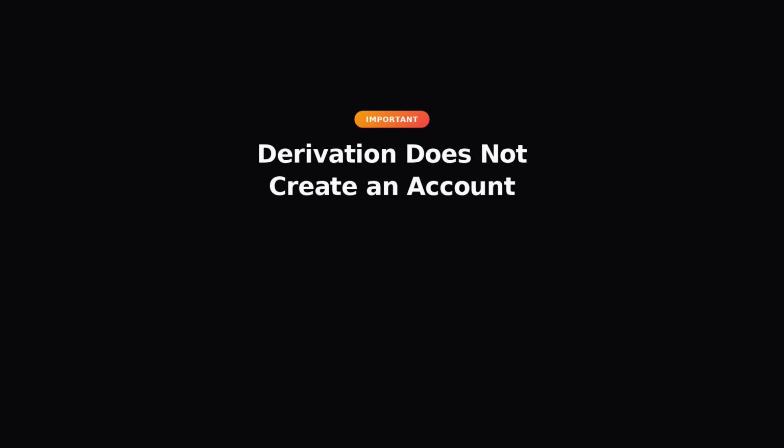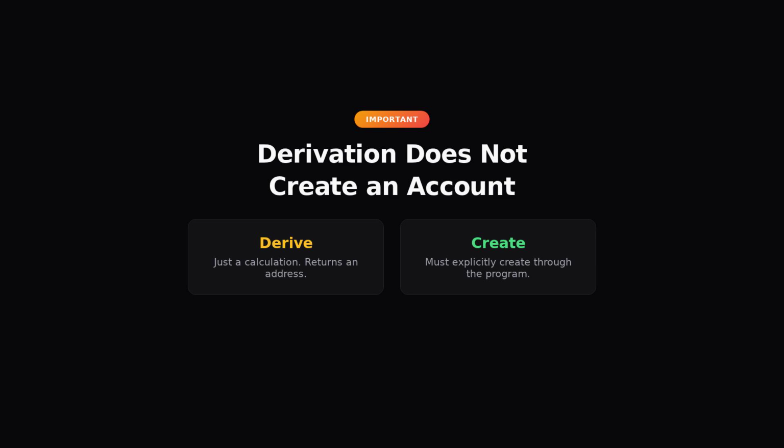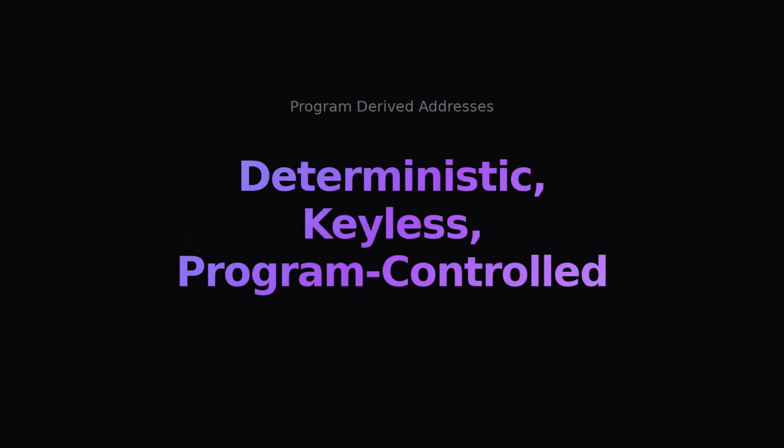One important detail: deriving a PDA does not create an account. The address is just a calculation. You still need to explicitly create the account through the program. Think of it like an address on a map. Just because the address exists doesn't mean there's a building there. PDAs: deterministic, keyless, program-controlled.